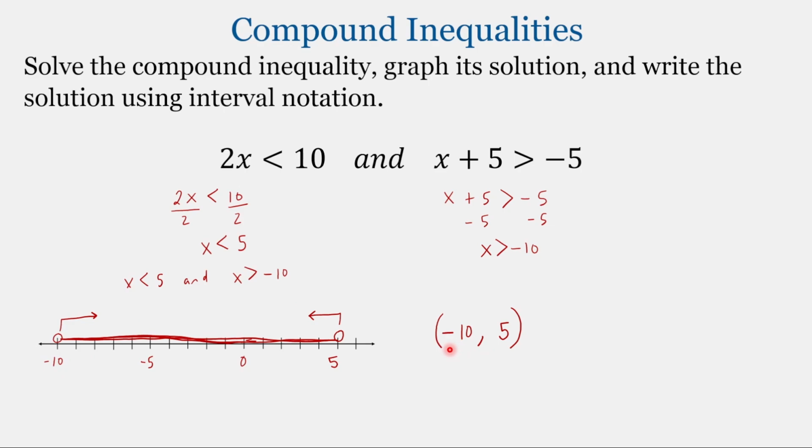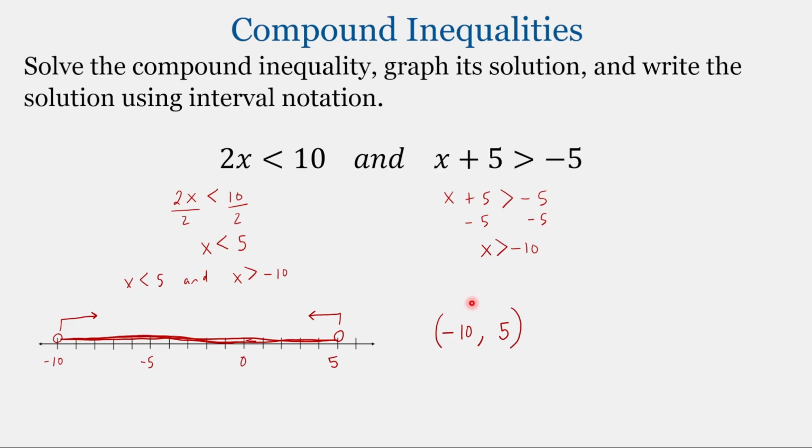We have all numbers between negative 10 and 5, excluding or not including negative 10 nor 5. So the boundaries are not included. So when we see an answer that looks like this, we do need to know what context this answer is in.